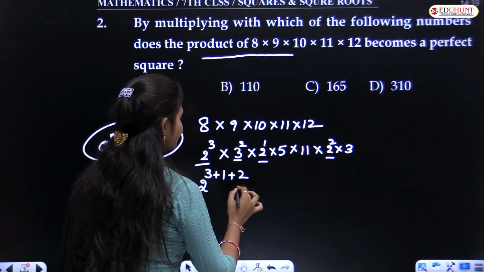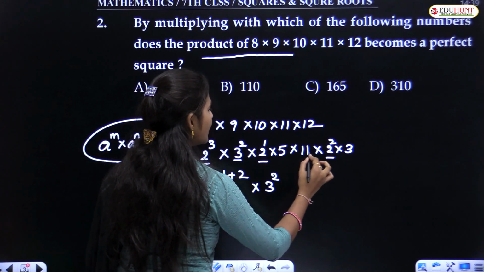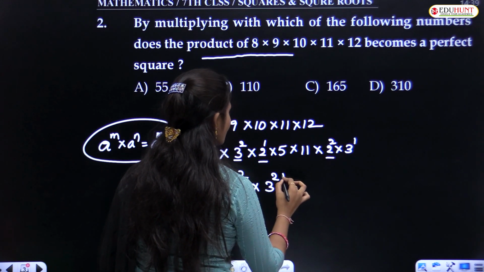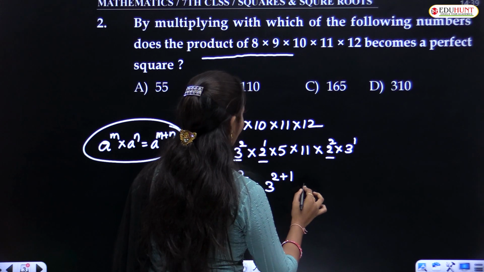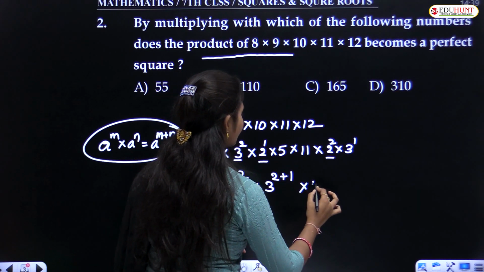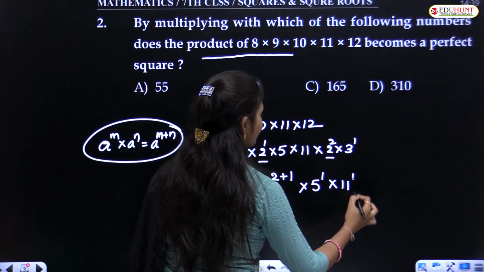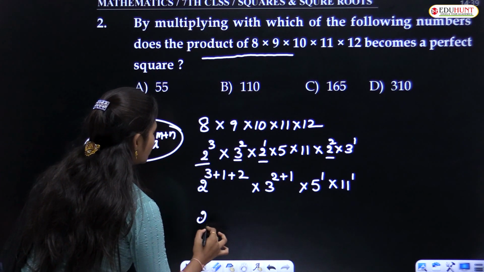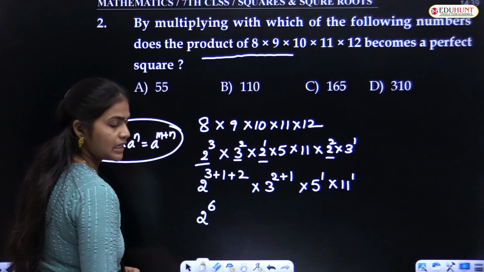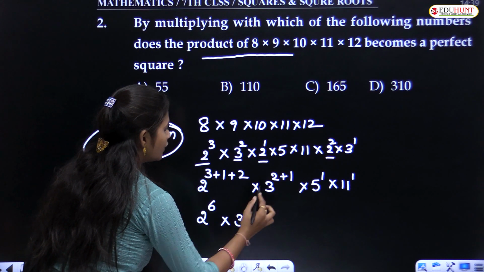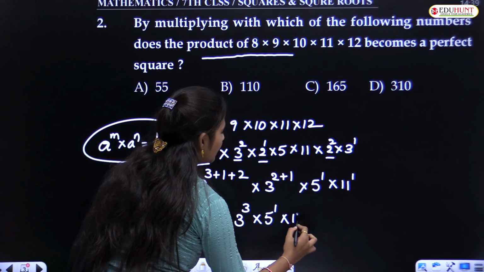Now come to 3. Here 3 power 2 is there. Next, here 3 power 1 is there. So 2 plus 1. Is it clear? Next, 3 is completed. Now 5. 5 power nothing is there, so that is 5 power 1, and here 11 power 1. Now observe that 2 power 3 plus 1 is equal to 4, 4 plus 2 is equal to 6. Clear? Into 3 power 2 plus 1 is 3, into 5 power 1 into 11 power 1.